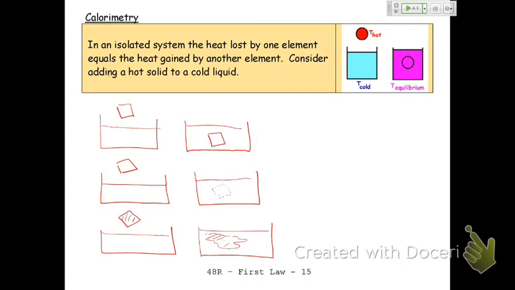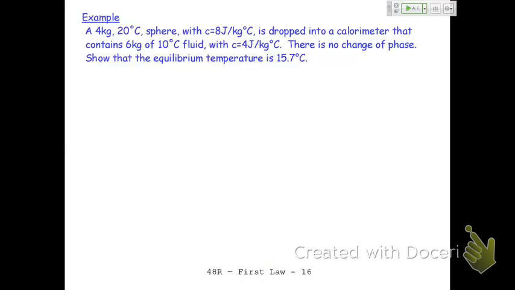Calorimetry: in an isolated system, the heat lost by one element equals the heat gained by another element. I actually prefer to say that delta Q is equal to 0. The change in total heat is equal to 0. Yes? In the third one, does the butter float at the top or no? It doesn't matter, but if you like, you can assume it does.